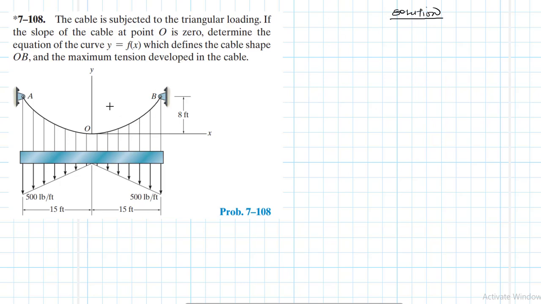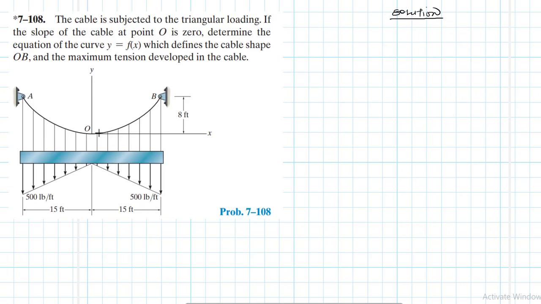We have a cable which is symmetrical about the y-axis. Both the geometry and the loading are symmetrical, and that is one of the reasons why it has been suggested in advance in the problem. And the axis has already been given to us at the point O, where the slope is equal to 0. The slope of the cable at point O is equal to 0.